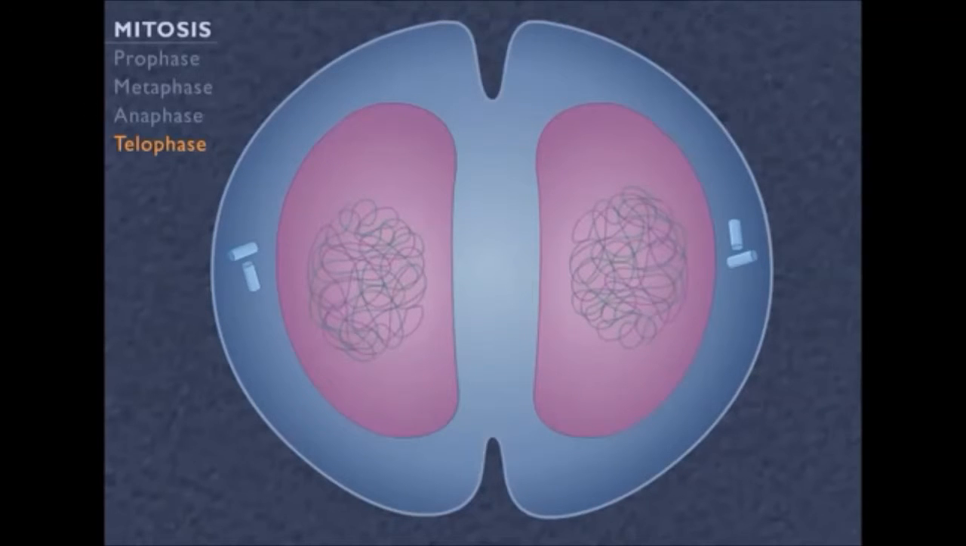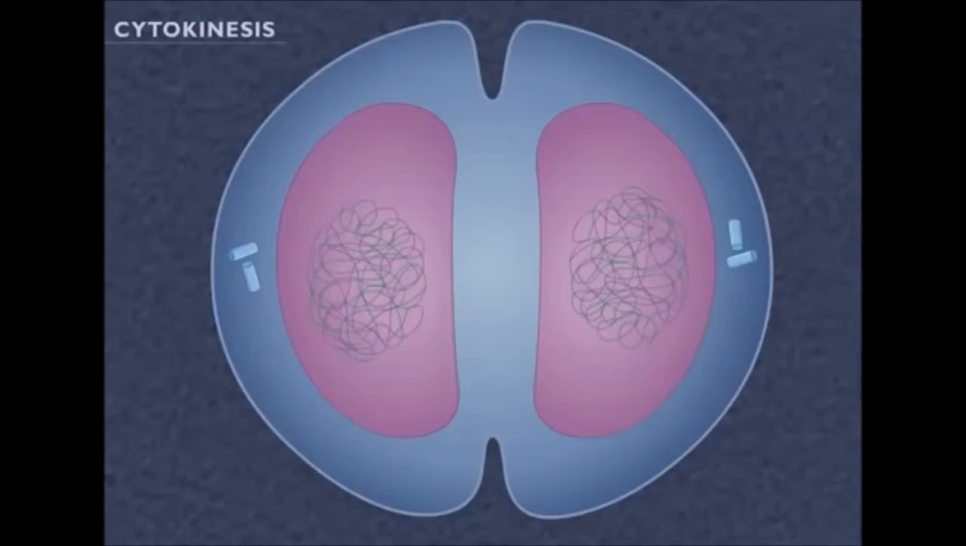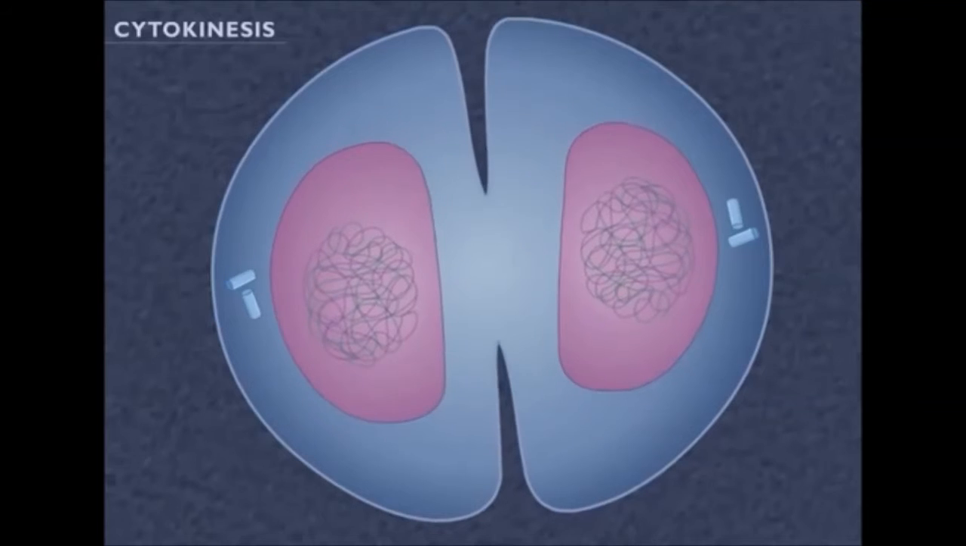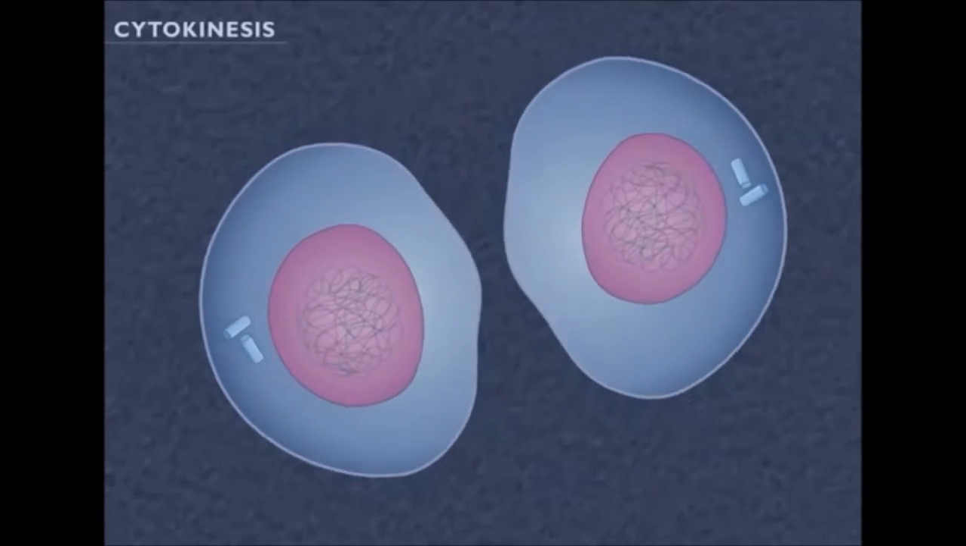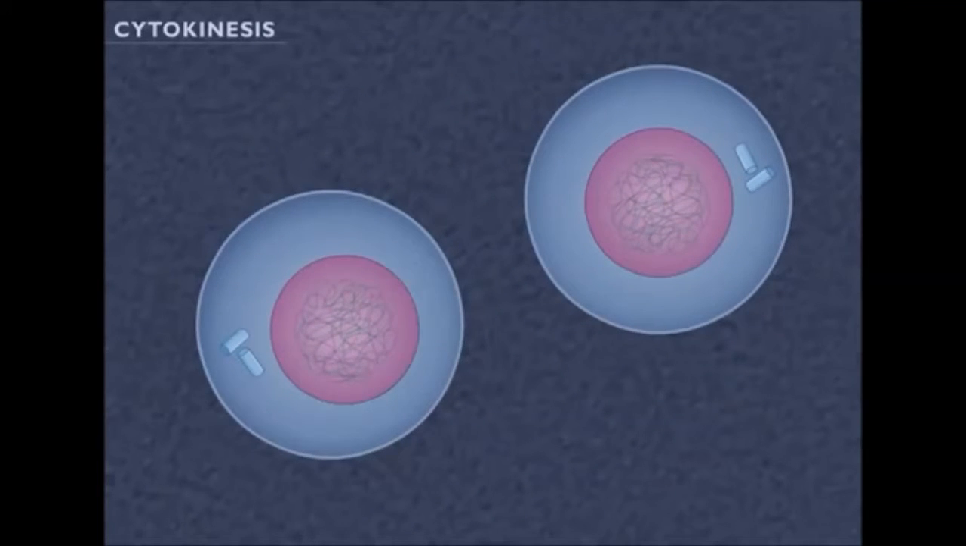The division of the cytoplasm and organelles is called cytokinesis, or the C phase. The result of mitosis and cytokinesis is the formation of 2 genetically identical cells.